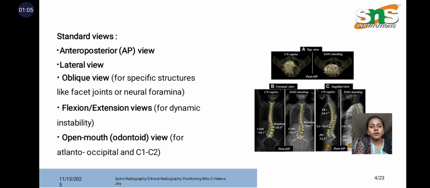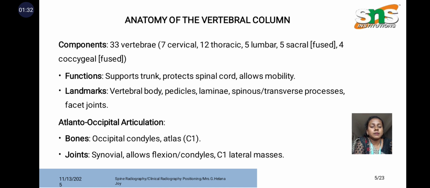Standard views are the common views taken for spine radiography. The first is the anterior posterior view, also known as the AP view, then the lateral view, the oblique view, which is for specific structures like facet joints or neural foramina, flexion extension views, and the open mouth view, also denoted as the odontoid view, which is taken to visualize the C1 and C2 vertebrae. Next, the major anatomy of the vertebral column.